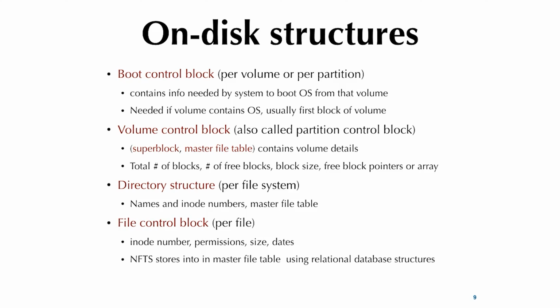Okay, so in Unix, these are called inodes, and so you have one per file, even though it may appear multiple times in different directories. So every appearance is actually information stored in the directory, but it references the file control block. So that's how you can identify if they're the same or different files. Permission, size, date, and so forth. Okay, and NTFS uses a relational database structure for storing the master file table.